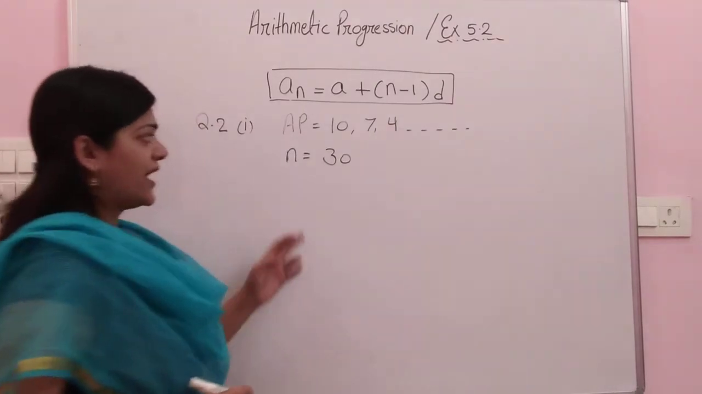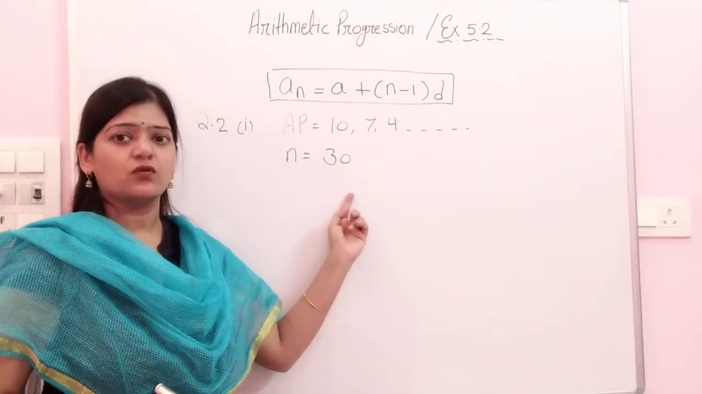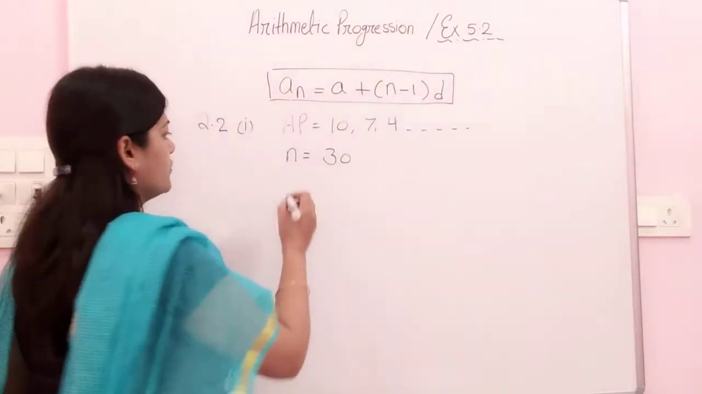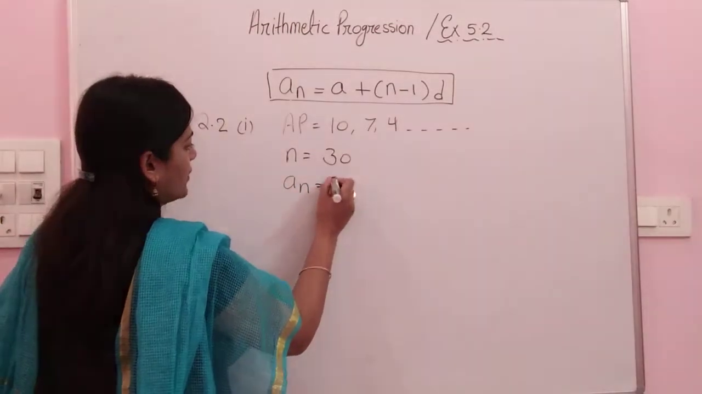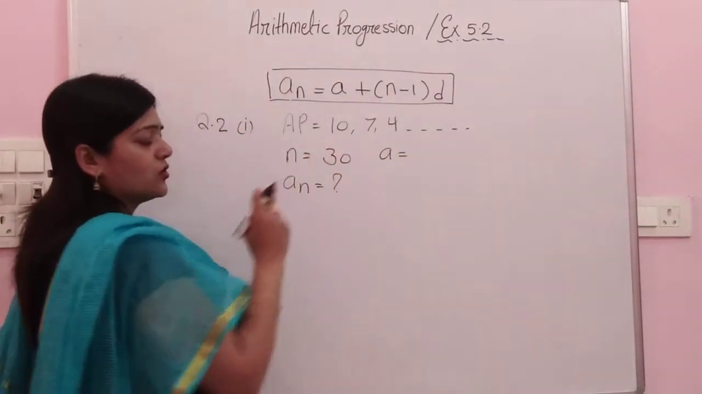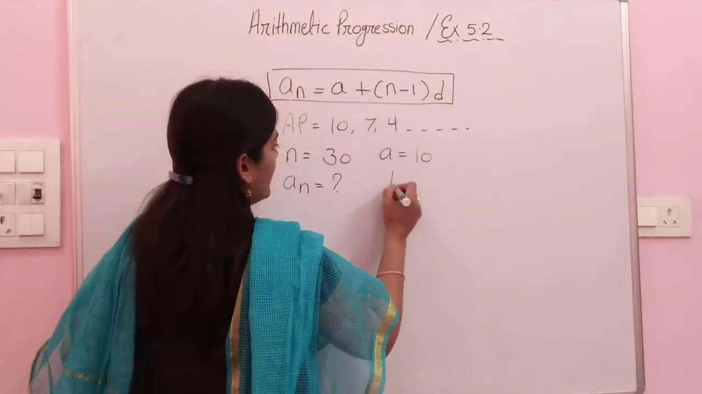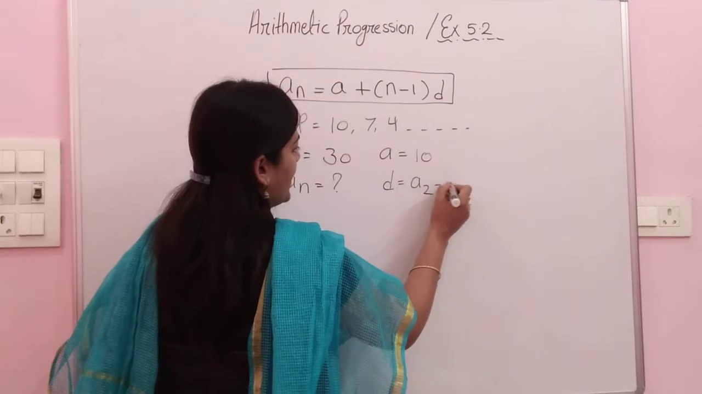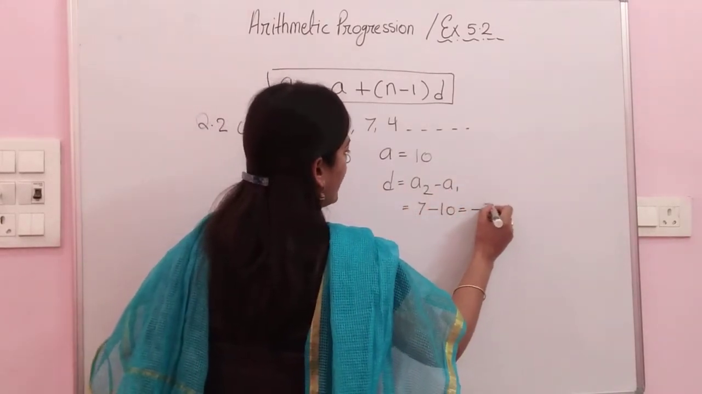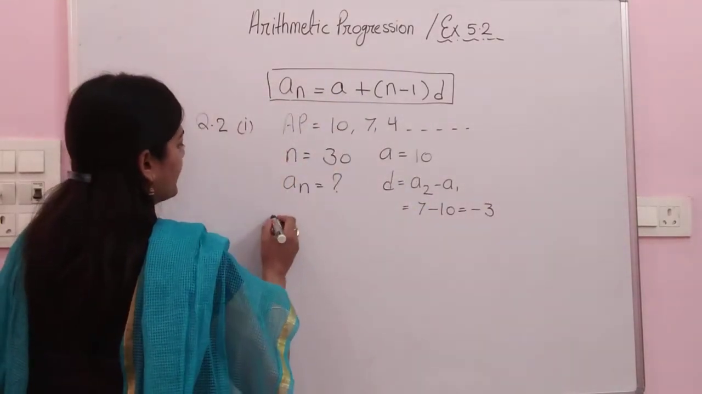It means N is given to you. 30th term means N is 30. You have to find the value of the 30th term, meaning you have to find AN. A is given to you. From this AP you can find your A and D. Your value of A is 10 and the value of D is A2 minus A1, that is equal to 7 minus 10. It means minus 3. Now put these values in this formula.